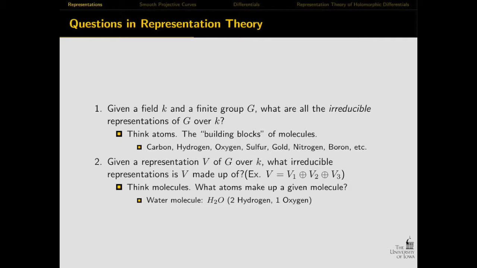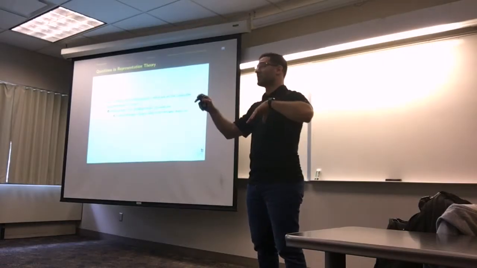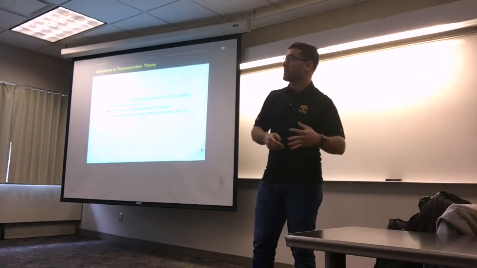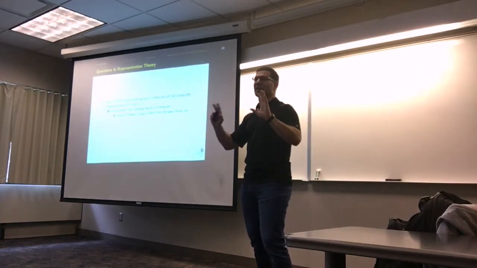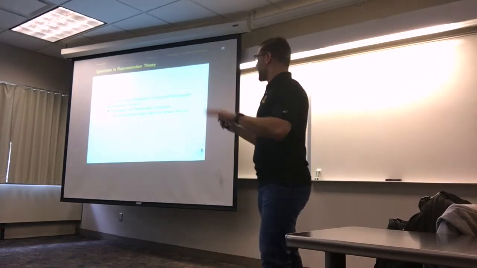If I am given a group and a field, what are all the building blocks? And that changes. If I change the field K, if I change the group G, that creates a whole new universe. Sometimes there are finitely many atoms. Finitely many, and atoms is not a technical term. I know in other areas of algebra it is, but it's just an analogy here.